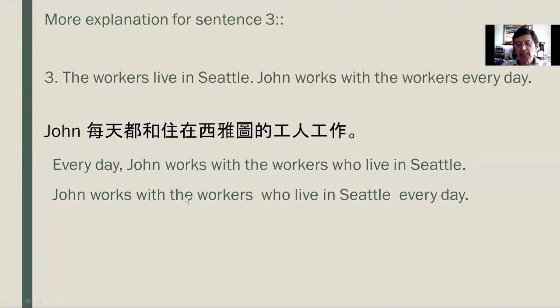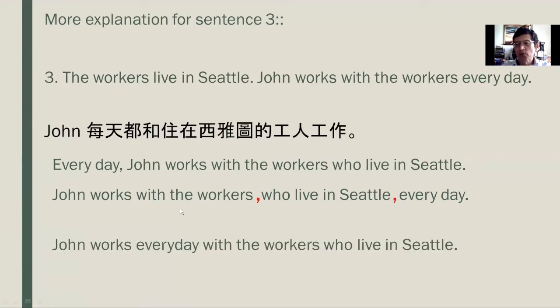You can fix the sentence by adding 2 commas, here and here. So now you can identify the clause, you can separate the clause out by using commas. John works with the workers who live in Seattle every day. This sentence is really not that easy to understand or even to make. Another way to write this same sentence using these two sentences would be, John works every day with the workers who live in Seattle.